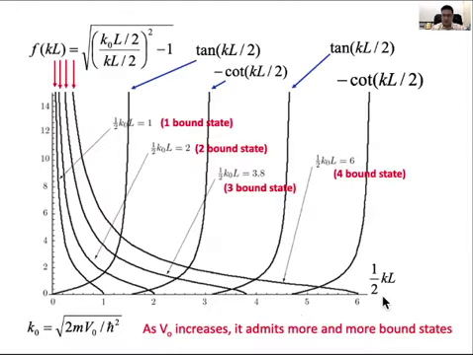So here is the plot. Let me say what is plotted here. On the x-axis I have plotted half kl. These lines which are continuously monotonically decreasing are different f of kl. Why are these different? Because there is one value, k naught, and k naught depends on v naught. So the first one is for one value of v naught, the second line is for a different value of v naught, the third for a different value of v naught, and the fourth for yet another value of v naught. And these are your tan of kl by 2 and minus cot of kl by 2.